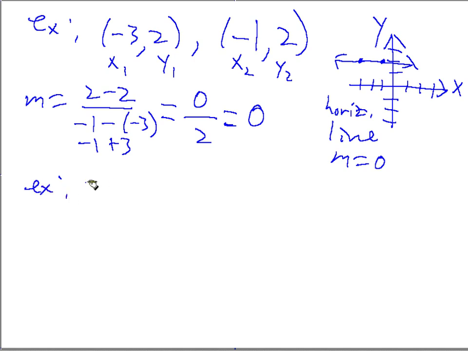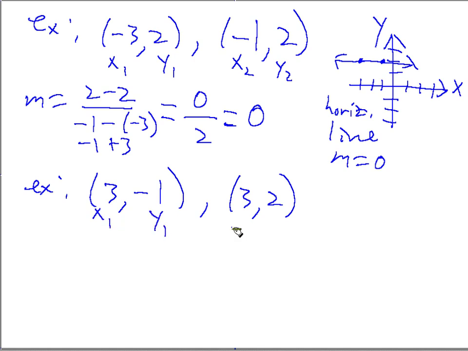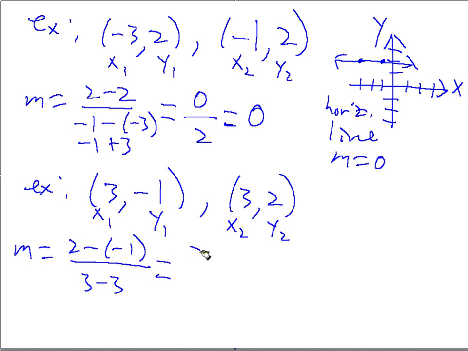All right. Let's do another one. How about the points? Let's do the point 3, negative 1. Let's find the slope of this point with this point here. 3, 2, for example. All right. So let's go ahead and use this again. Here's x1, here's y1, here's x2, here's y2. Let's use the slope formula again. So m is going to be what? y2 minus y1, so 2 minus negative 1, all right? Over x2 minus x1, so 3 minus 3, as you can see. Not too bad. So that's going to be 2 plus 1, so that's going to be 3.